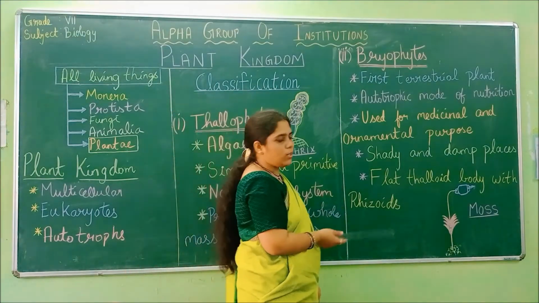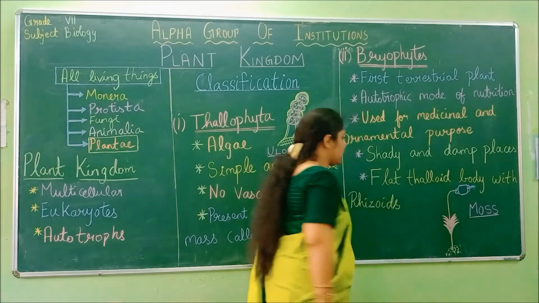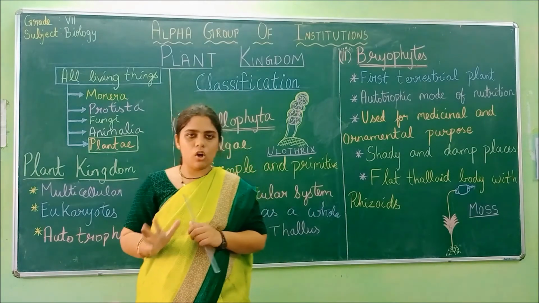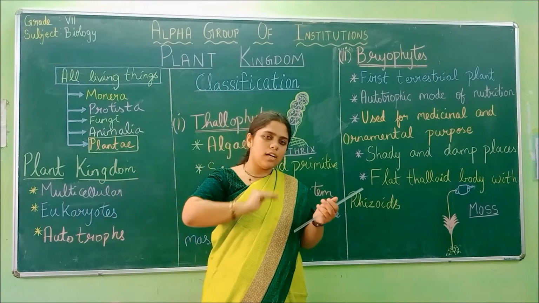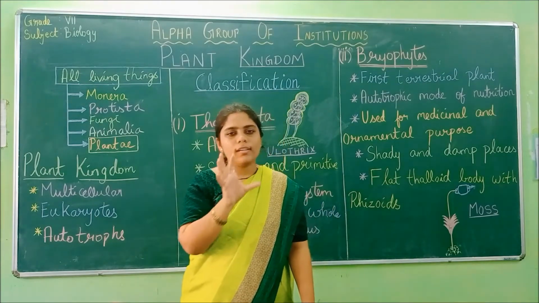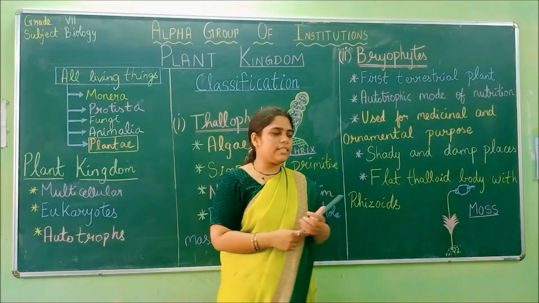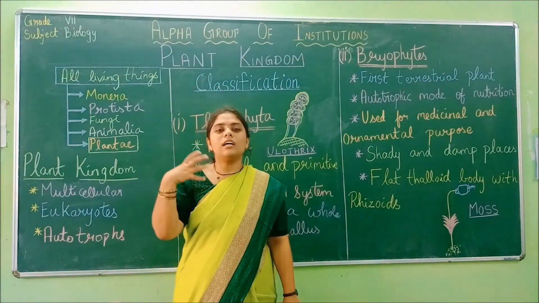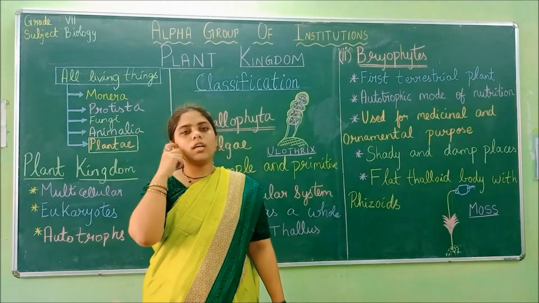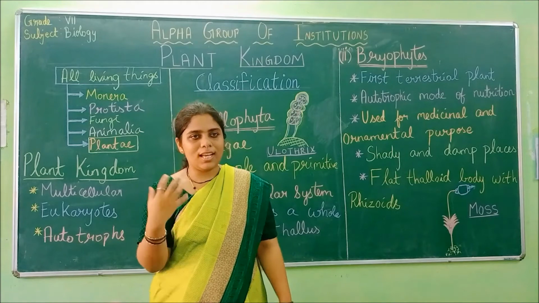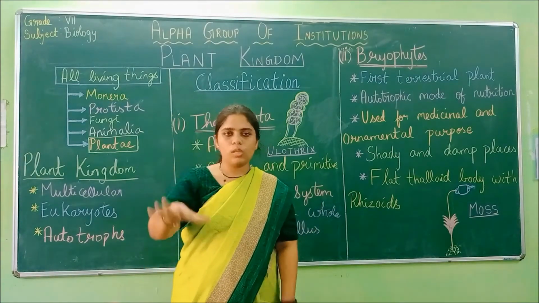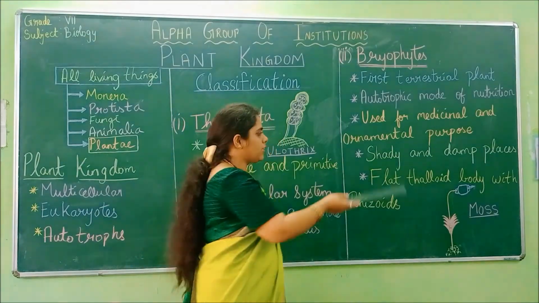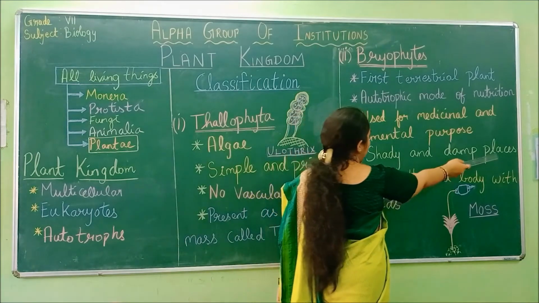Next is they grow only in shady and damp places. Shady means under a tree or where direct sunlight does not come, or under a house where it is very cool and moist. In such places, these bryophytes will grow. That is why they say shady. Damp means a very moist place. So in a very moist, very wet place and very shady where there is no sunlight, in that type of environment, these bryophytes will grow. That's why they say shady and damp places.